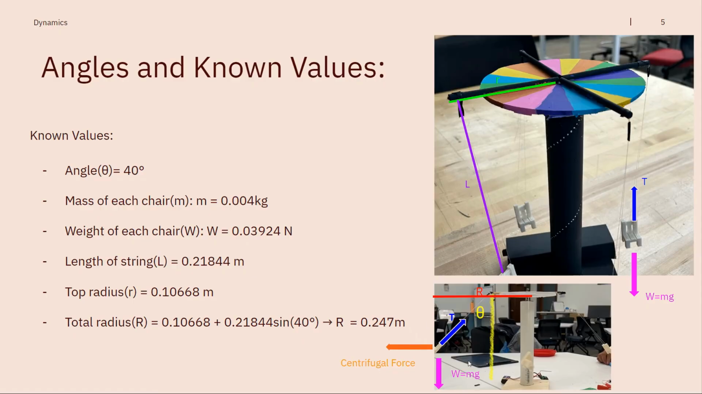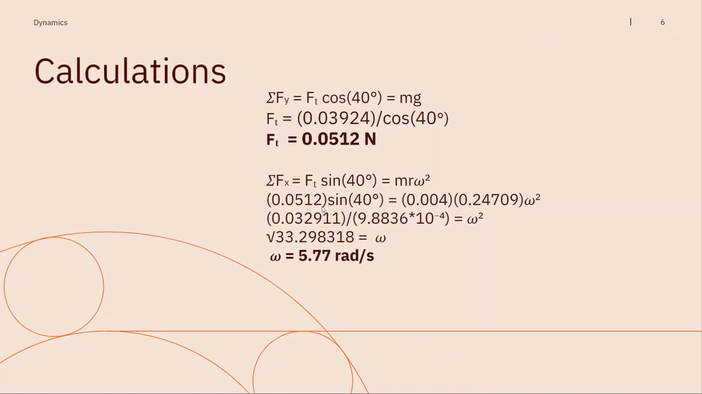And then here you could see our free body diagram: our tension here, our angle, our centrifugal force, and then our weight W that's coming down. And then for our calculations, we summed up our forces in the y and the x directions. So first when we summed up our forces in the y, we needed to find tension, and we did this by using geometry, and we used our angle that we found and our m, which is mass, and gravity, plugged in those values, used algebra, and we ended up finding our tension to be 0.0512 newtons.